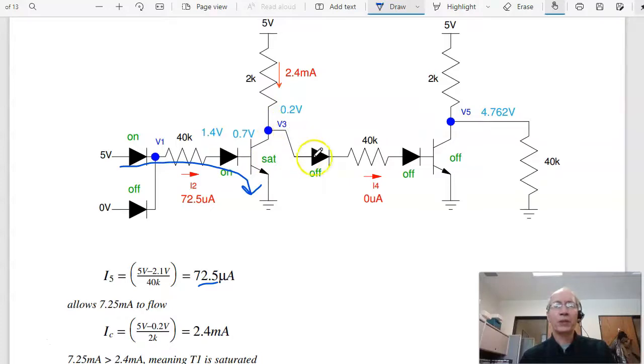When V3 is 0.2, I need 2.1 volts to turn on these 3 diodes. That's not enough, so these turn off. When this is off, I have just a voltage divider. 40 over 40 plus 2, 4.76 volts, with that percentage of 5 volts. And I guess that's everyone. So this is an OR gate. If either one is 5 volts, I get current flow. If there's current flow, the output becomes high.